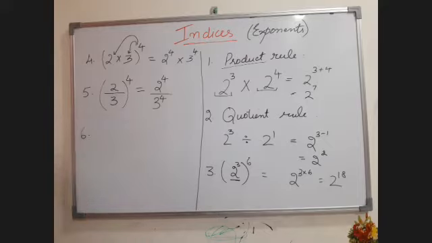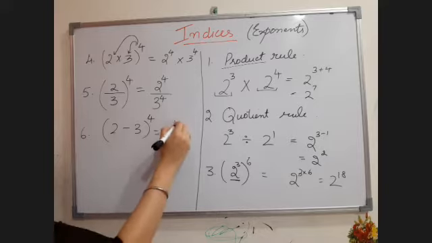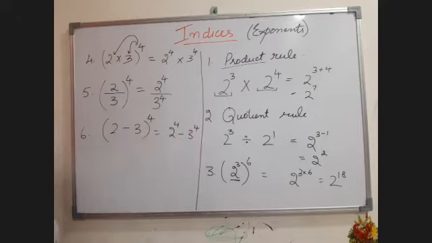This rule doesn't work with plus or minus. If I write 2 minus 3 to the power 4, don't do this thing: 2 to the power 4 minus 3 to the power 4. This rule only works with multiplication and division. With addition also it doesn't work. So just be careful with the sign.